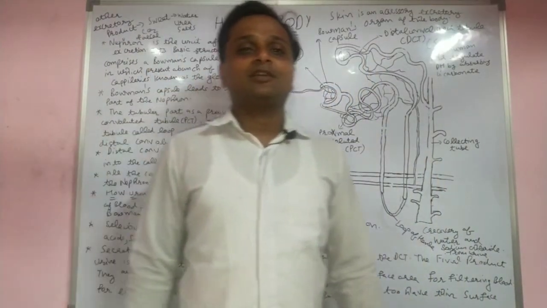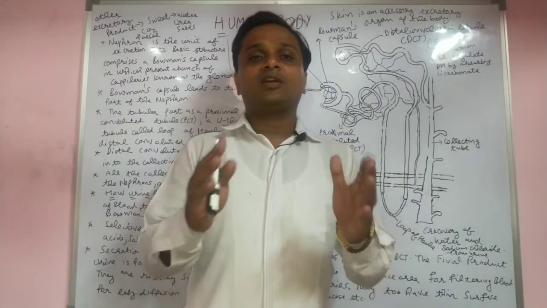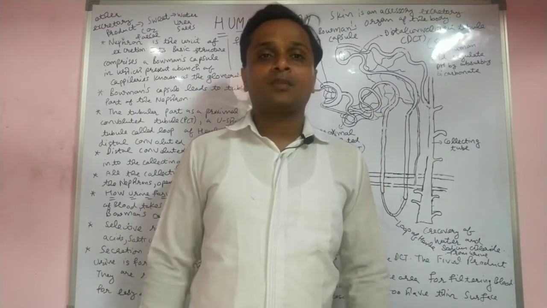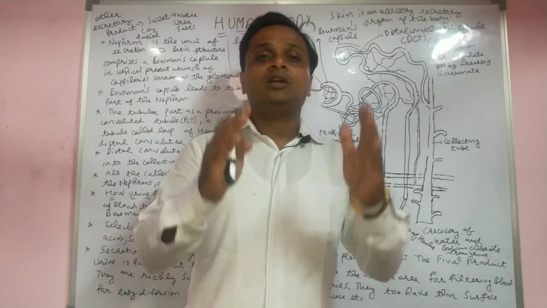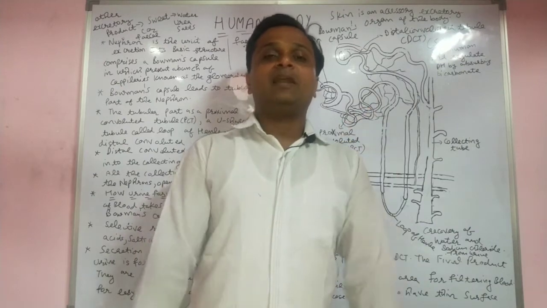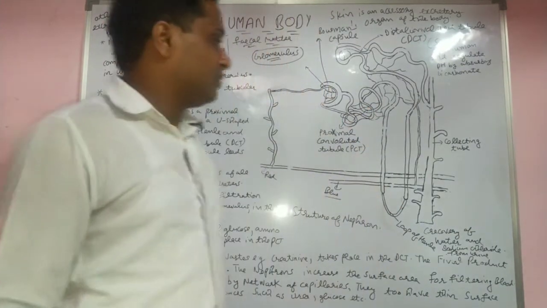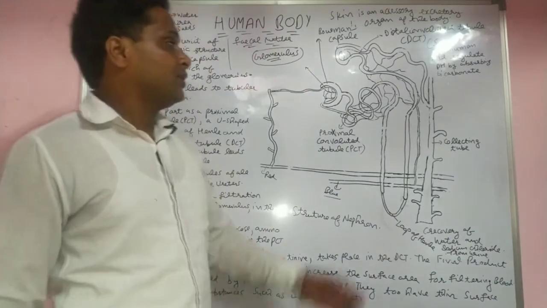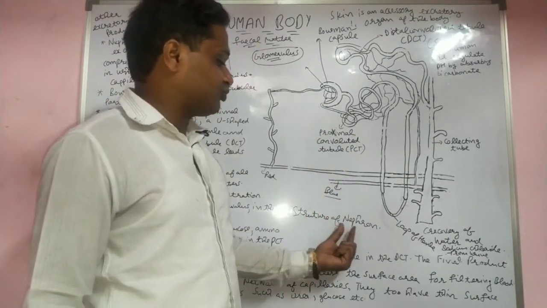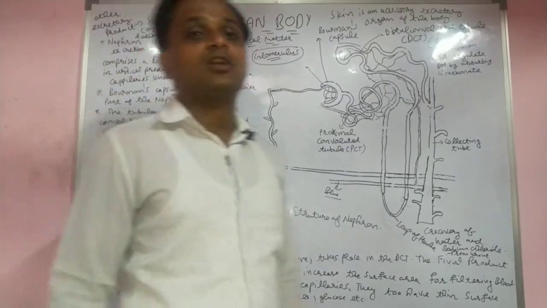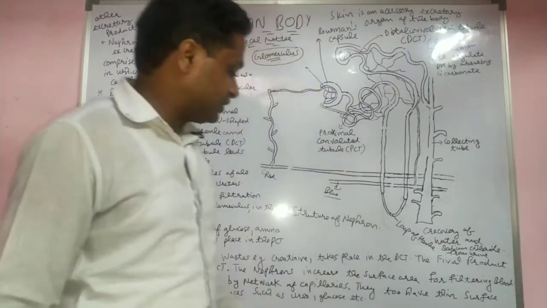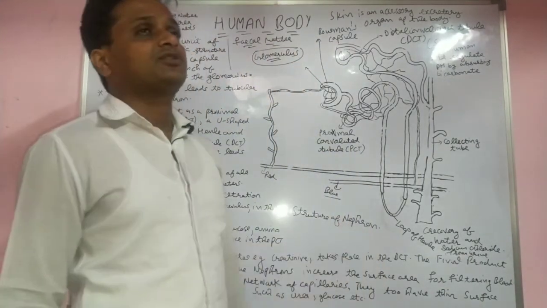In the last lecture, we discussed the complete excretory system: kidney, ureter, urethra, urinary bladder, and the function of all these parts of the excretory system. In this lecture, we discuss the structure of the nephron.